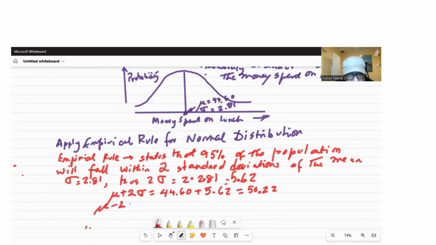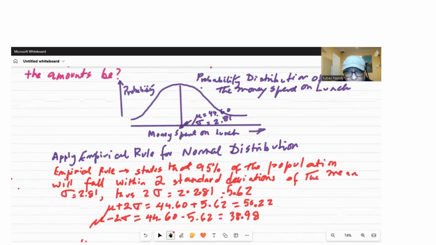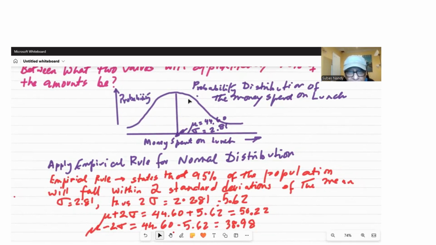So let's do that calculation. Mu minus 2 sigma is 44.60 minus 5.62, which is equal to 38.98. So if I look at these points, one is 50.22.